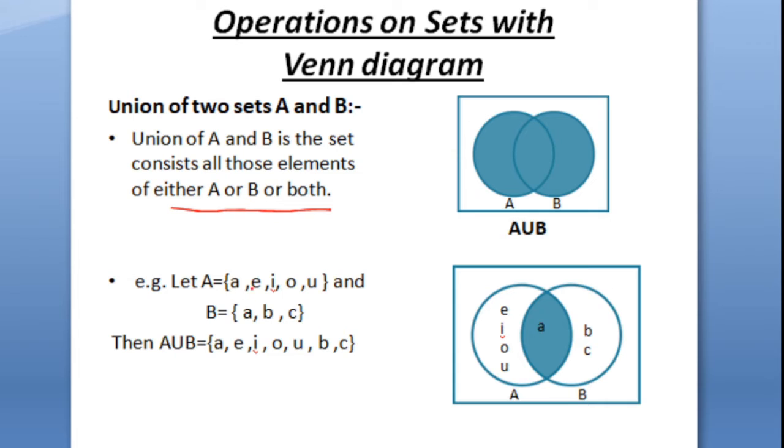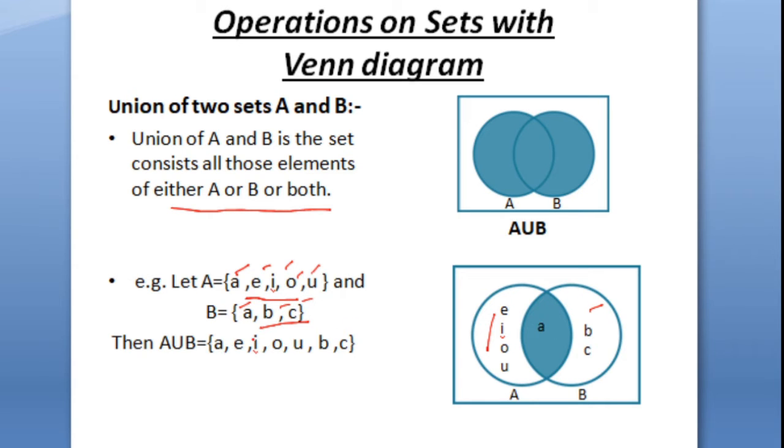For example, I have taken set A as the set of vowels, that is a, e, i, o, u, and set B as a, b, c. Then for A union B, according to the Venn diagram, we can see that this small a is a common element of both sets A and B. Therefore, we have written a in the common intersecting area, and the rest of the elements of A, that is e, i, o, u, we have written here. And the rest of the elements of B, that is b and c, we have written here.